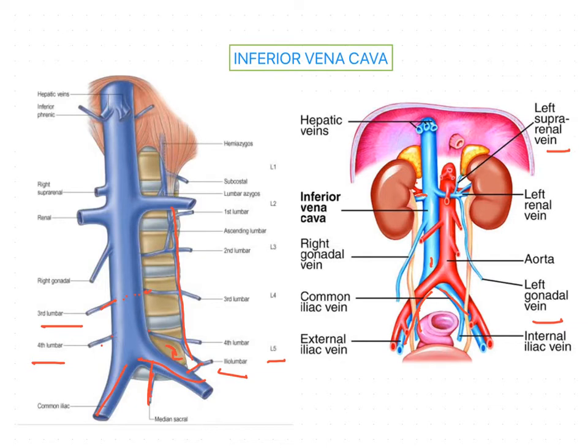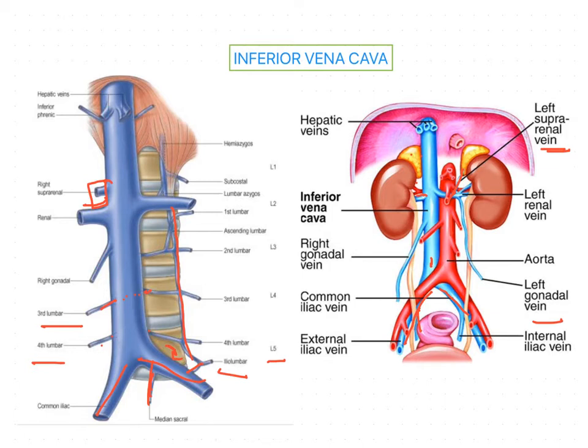Next, if you see the right suprarenal vein, here is another tributary called the right suprarenal vein, which is extremely short. It emerges from the hilum of the gland. So this is the suprarenal gland. From the hilum of the gland, this suprarenal vein comes like this on both sides, and finally enters into the inferior vena cava.